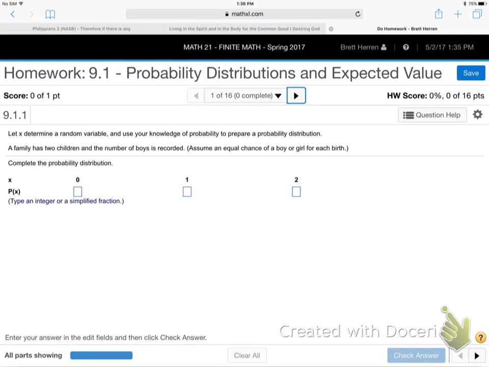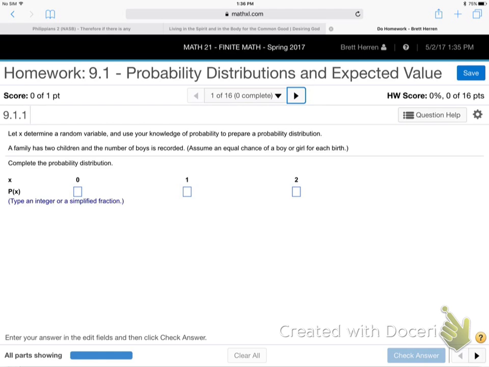To get you ready for your final and get you out the door, done with your Math 21 requirement. All right, so let's take a look. We're at something new here. Chapter 9, all we've got left is 3 sections, 9.1, 9.2, and 11.3. Probability distributions and expected value.